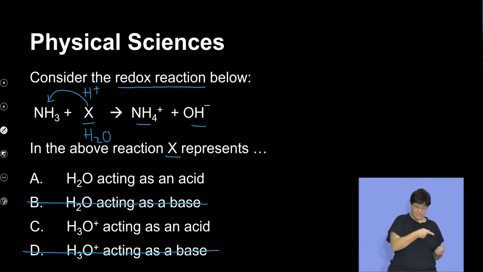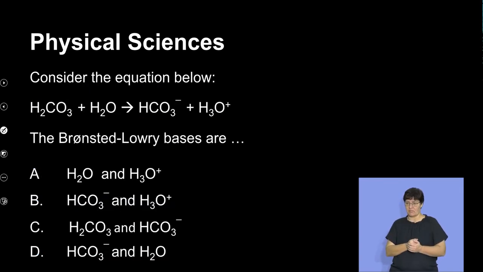So it gives us option A as the correct answer. Right. Now let's go to the next one. It says, consider the equation below. We've got carbonic acid plus water to give us a hydrogen carbonate ion plus a hydronium ion.